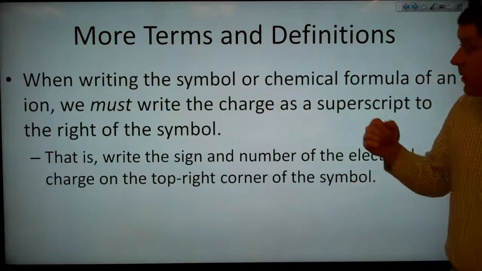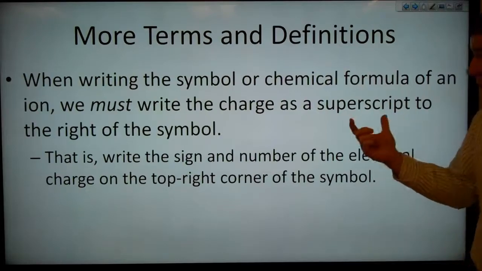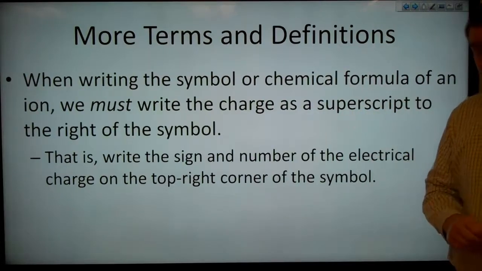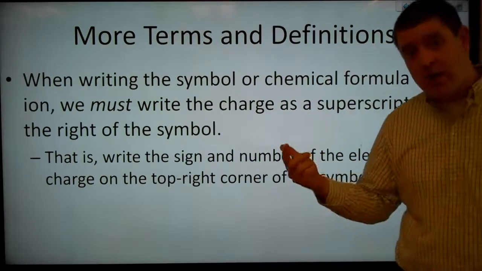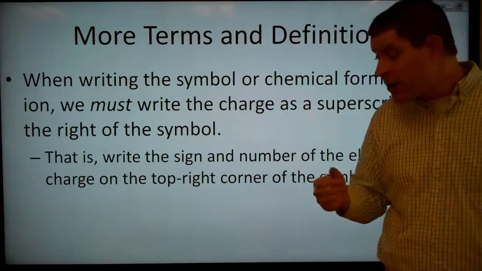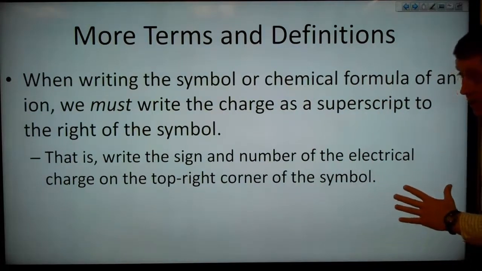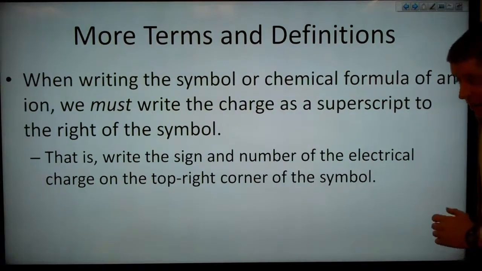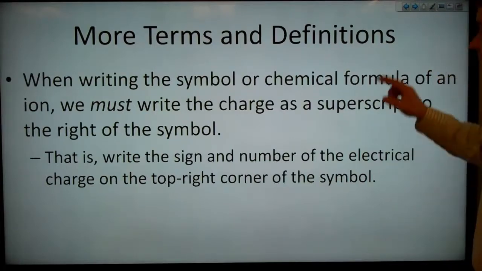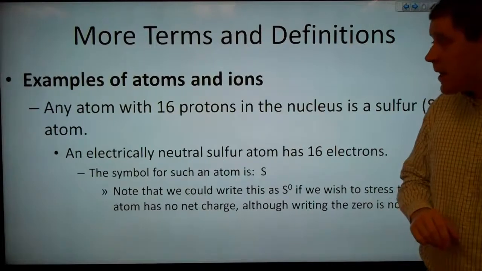When writing the symbol or chemical formula of an ion, we must include the charge. We must write the charge as a superscript to the right of the symbol, just like we have the plus on P plus for proton or the minus on E minus for electron. That is, you have to write the sign and number of the electrical charge on the top right corner of the symbol for that ion. So let's look at some examples of atoms and ions.